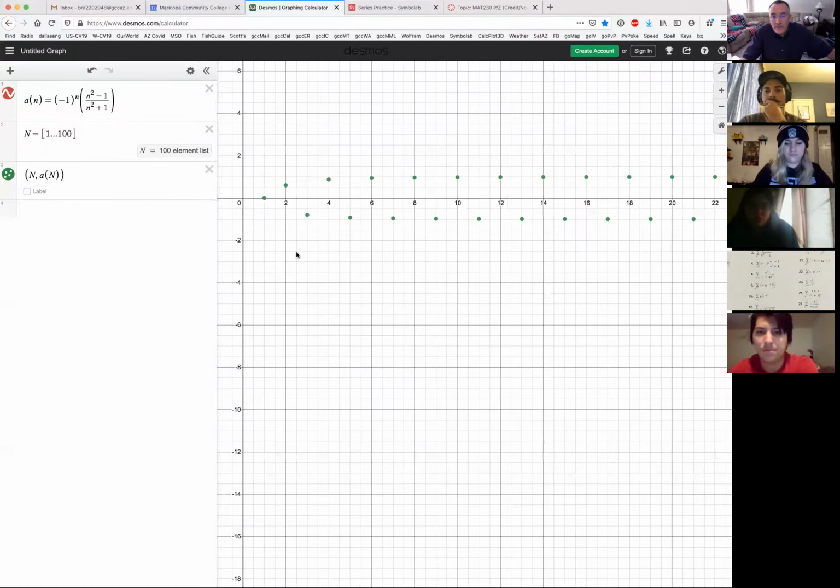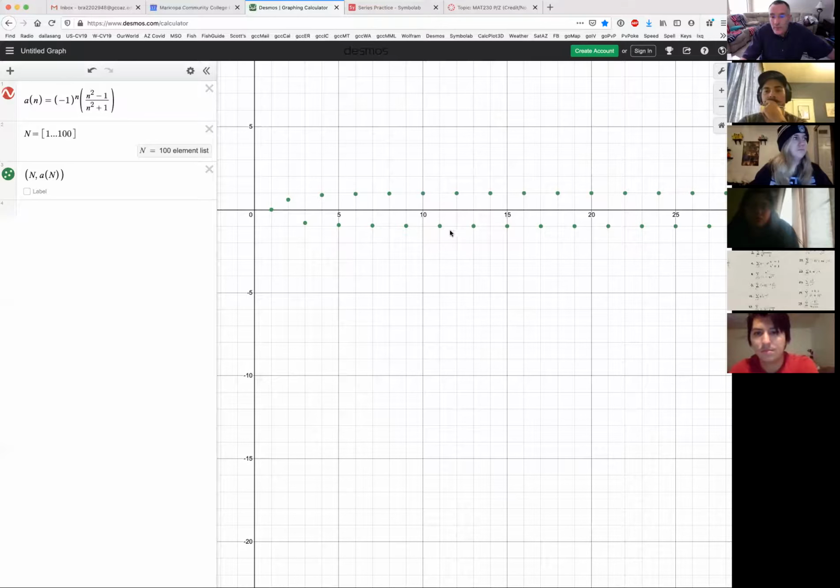So what are the dots doing? Boing, boing, boing, boing, boing, right? And each set of dots seems to be getting closer to 1 and -1.